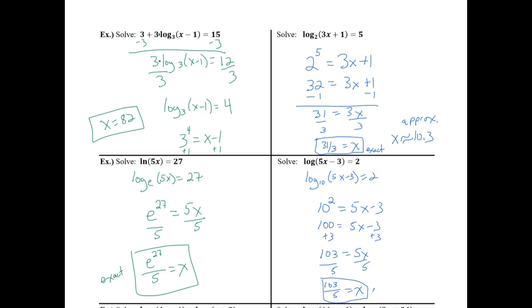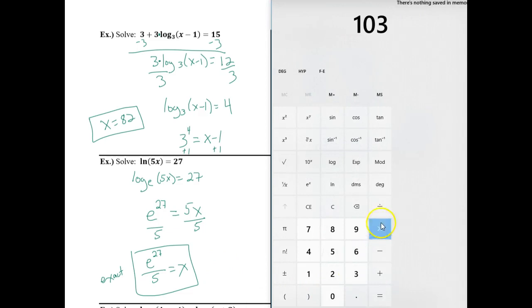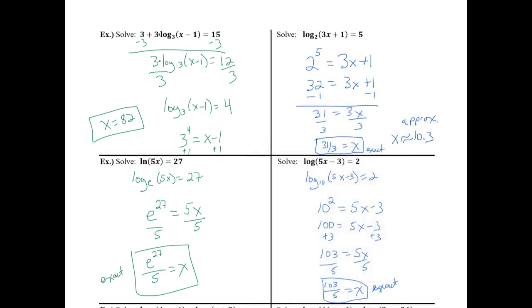And then, oops, exact. I can put that in my calculator. 103 divided by 5 is 20.6. So that would actually be exact as well, because that's a nice decimal. And there you go. I didn't round anything, so these are both exact answers.